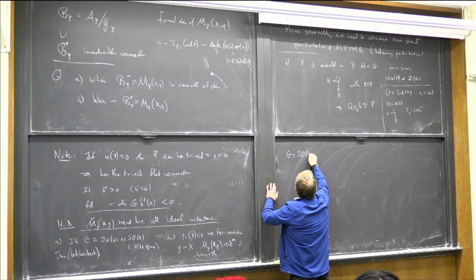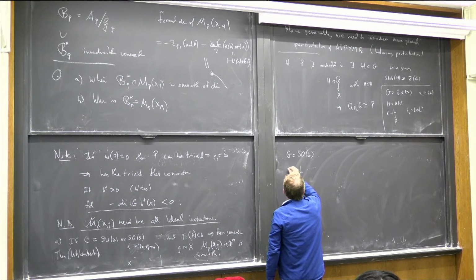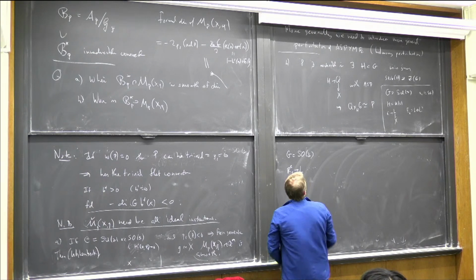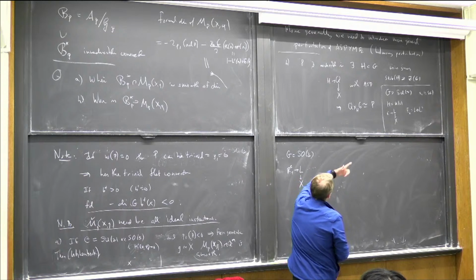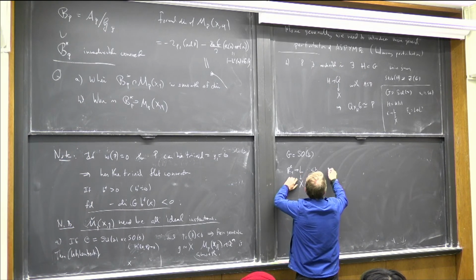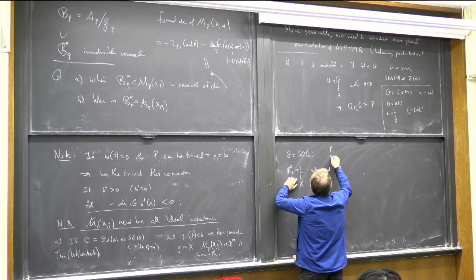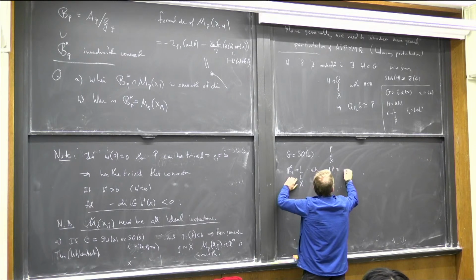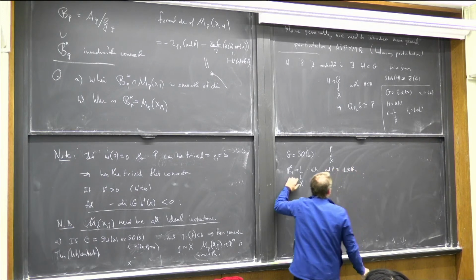If G is SO3, the story's similar. I now have an oriented R2 bundle over X. That's what I mean by R2 plus. So really a complex line bundle such that the adjoint bundle of P over X is isomorphic, as a real vector bundle, to L plus the trivial bundle.